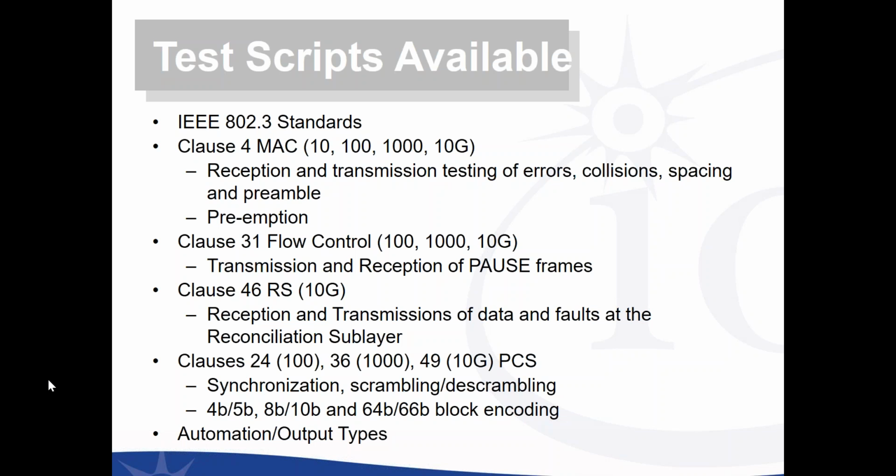So we have the 4B5B, which is your clause 24 or your fast Ethernet, your 8B10B, which is a clause 36, so your gigabit Ethernet, and then the 64B/66B, which is your clause 49 or the 10 gig PCS.